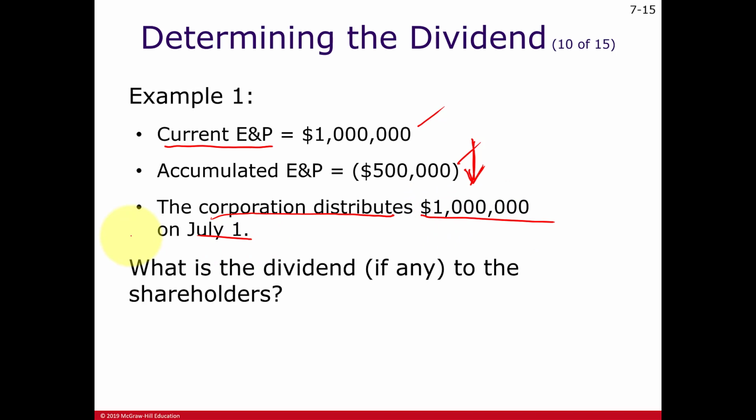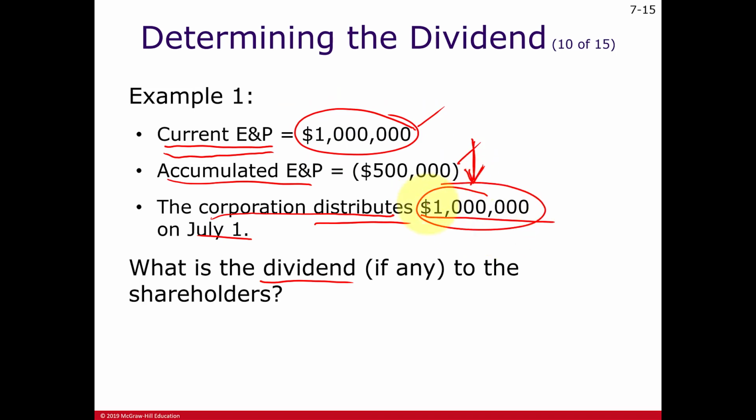So the question is, how much of this distribution is going to be treated as a dividend? Keeping in mind, the first place you look to determine whether your distribution is a dividend is the current year's earnings and profits. You don't mix it up with the prior year. And because we have enough current year's earnings and profits equal to the distribution, all $1,000,000 of the distribution is considered to be a dividend. Okay.